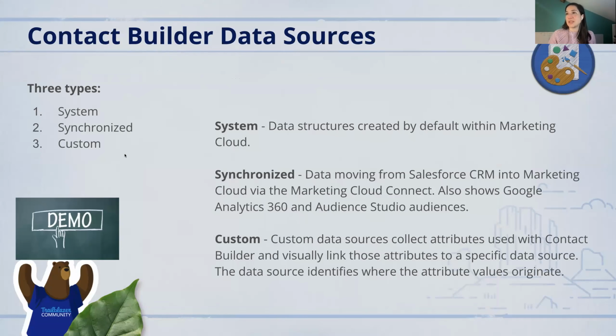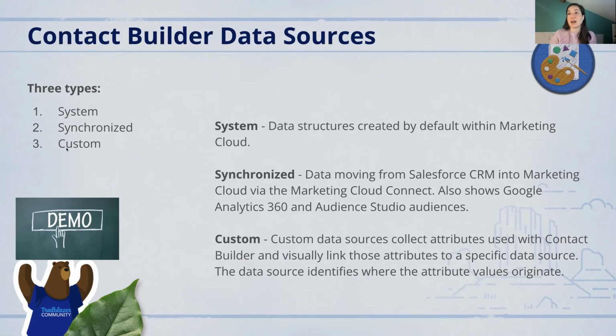So before we do that, we have our data sources as well. While we're in Contact Builder, we'll go through these different data sources. This is going to be a separate tab in Contact Builder. There are 3 different types of data sources. Our system ones are going to be with different integrations that we do. Mobile was one of them. Then our synchronized data extensions. So for example, if you are using the Marketing Cloud Connect, you can synchronize objects from Salesforce CRM into your Marketing Cloud instance. That's some really powerful stuff there.